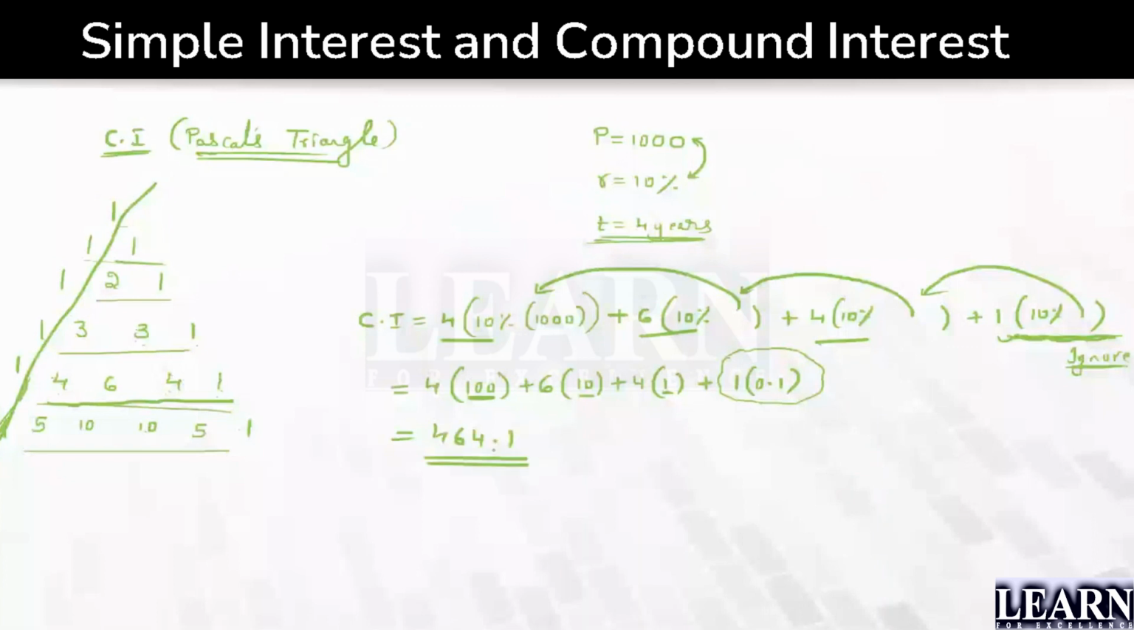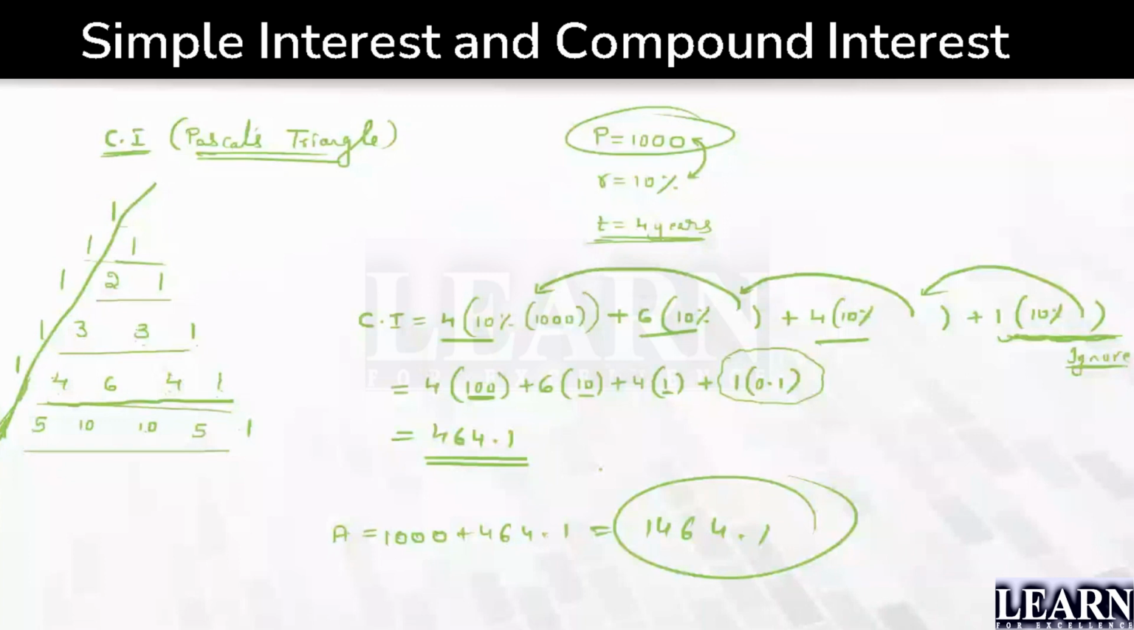They will never give the answer like 464, 464.1, 464.2. Will they give any answer like that? No. Now, what are they asking? They're asking about the amount. Yes, compound interest is already done. Principal is 1000. So I can say the answer is 1000 plus 464.1, which gives 1464.1. Now, you let me know which one is faster.